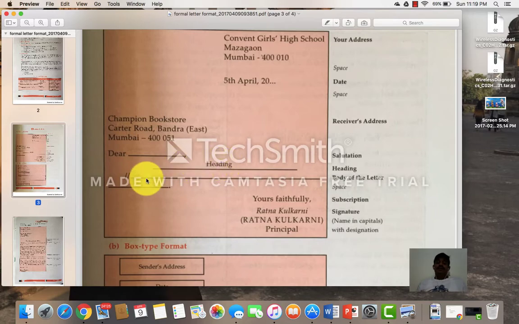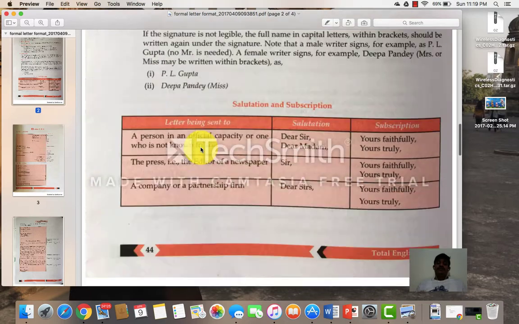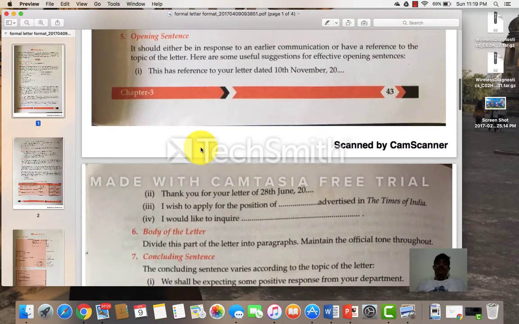After the heading, you will have to write the body of the letter. The body of the letter can contain an opening sentence. If you are replying to a letter which is already written, you will have to mention this has reference to your letter dated such a date. Thank you for your letter on such a date. Or if you are applying for a certain job, then I wish to apply for the position of dash advertised in the Times of India. I would like to inquire regarding.